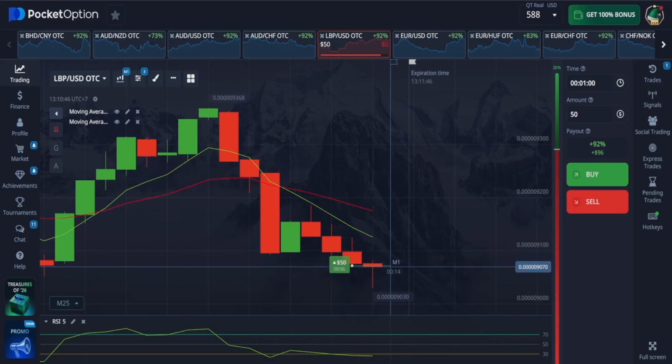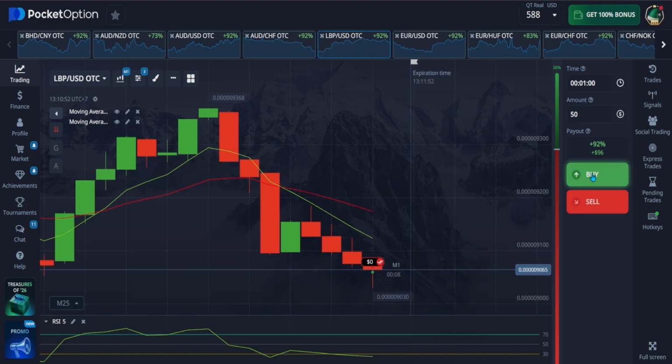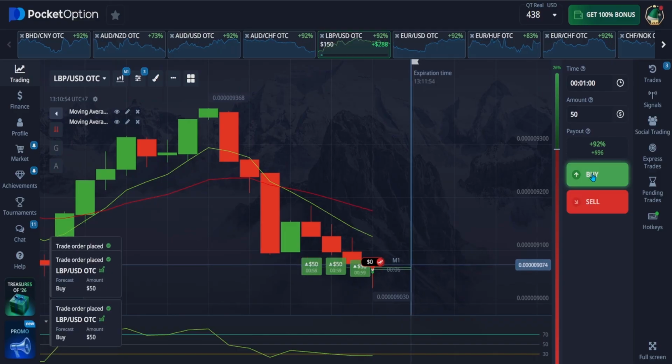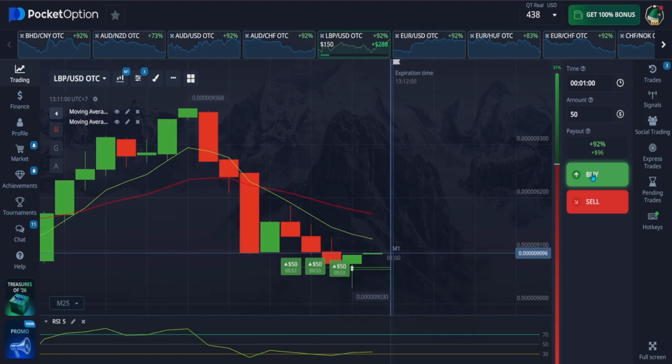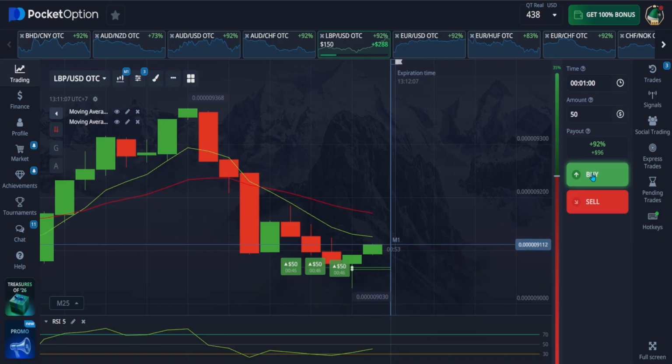It looks like this trade is going into a loss. That's okay. According to my money management plan, I'm going to apply a Martingale approach with a maximum of 3 total entries. The goal here is not to force the market, but to recover the previous loss if the next trade closes in profit.